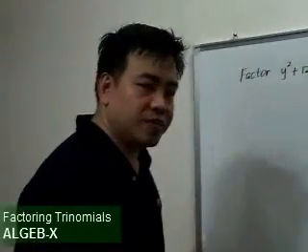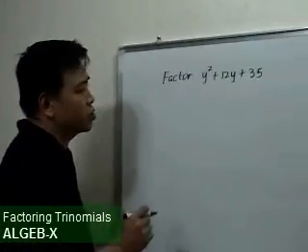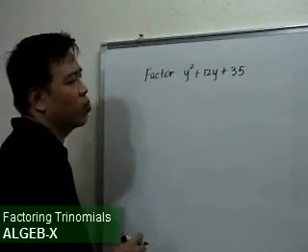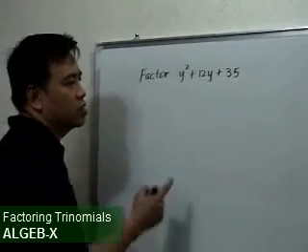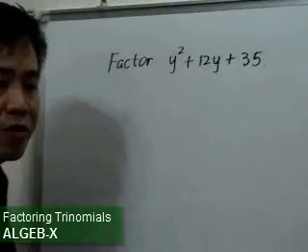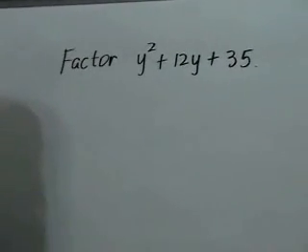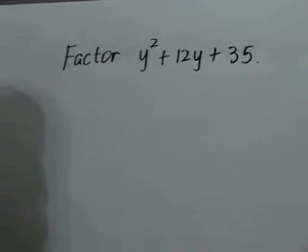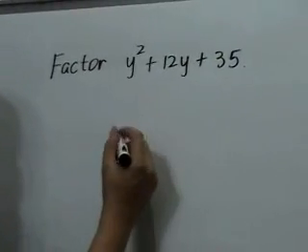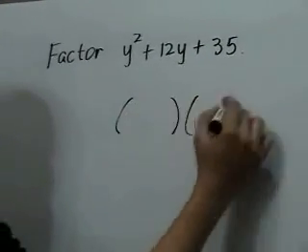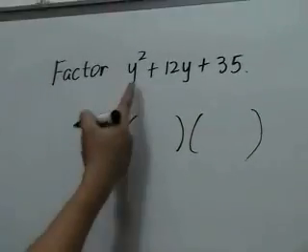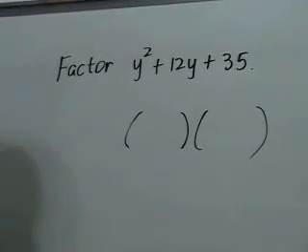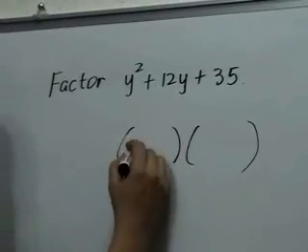In this next problem, we are asked to find the factors of y squared plus 12y plus 35. This is a trinomial, and we'll attempt to factor this as the product of two binomials. For y squared, the possible factors are y and y.